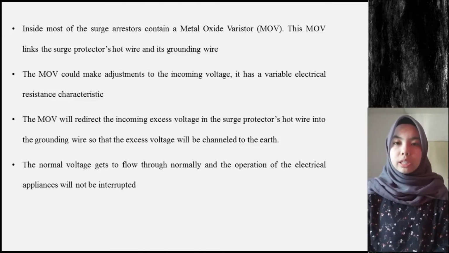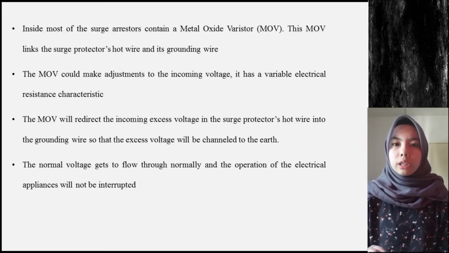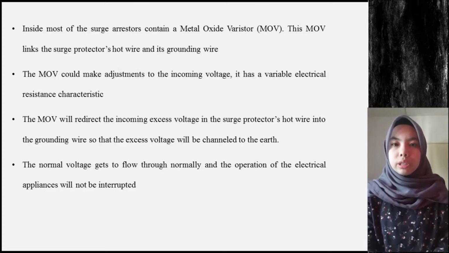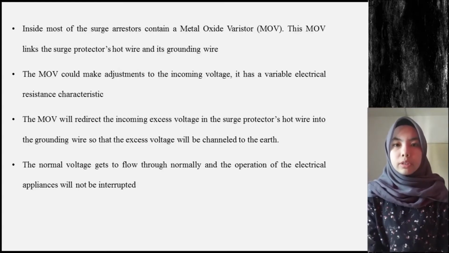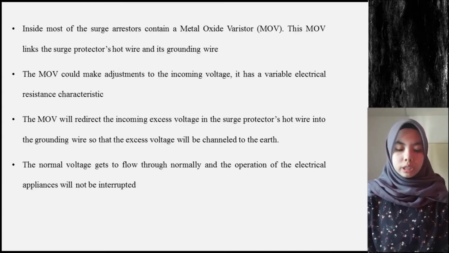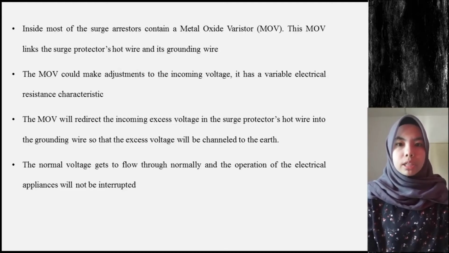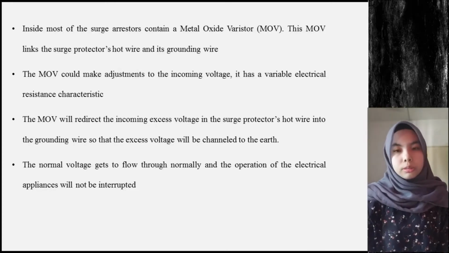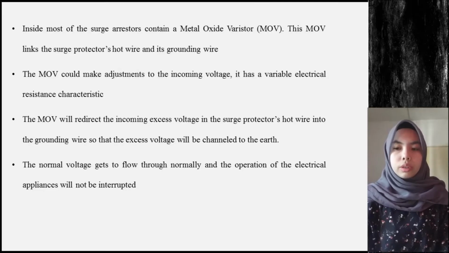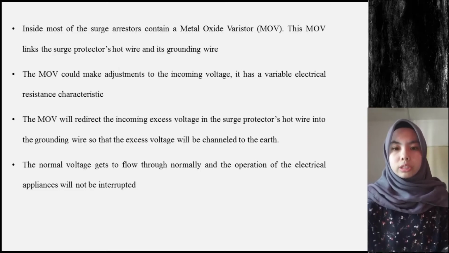This metal oxide varistor links the surge arrester's hot wire with its grounding wire. The metal oxide varistor can vary the electrical resistance, which means that it could make adjustments to the incoming voltage. This incoming voltage comes from the hot wire, so the MOV will redirect the excess voltage to the grounding wire, which will be channeled to the earth. Hence, the normal voltage gets to flow normally and the operation of the electrical appliances won't be interrupted. So this is one way to protect electrical appliances from overvoltages.